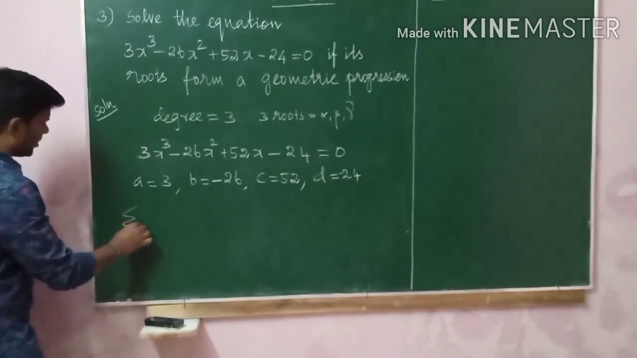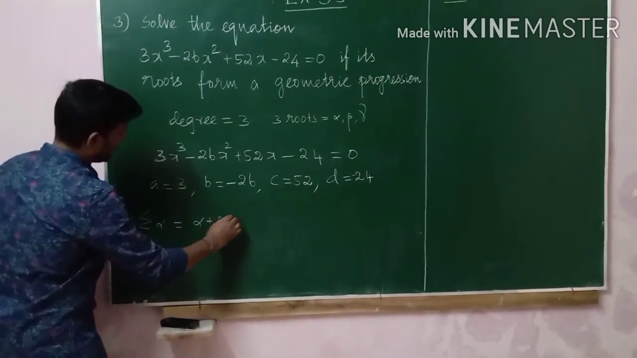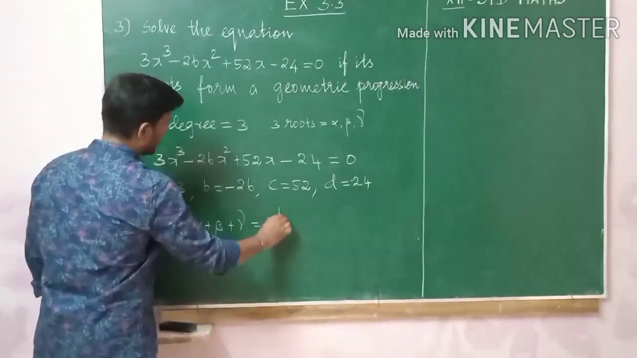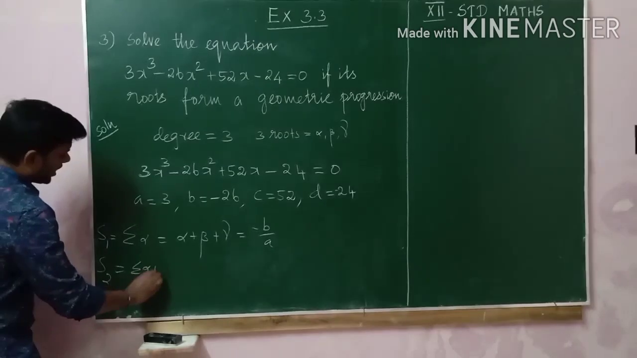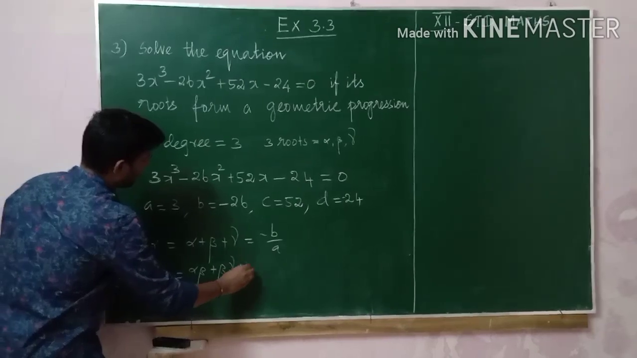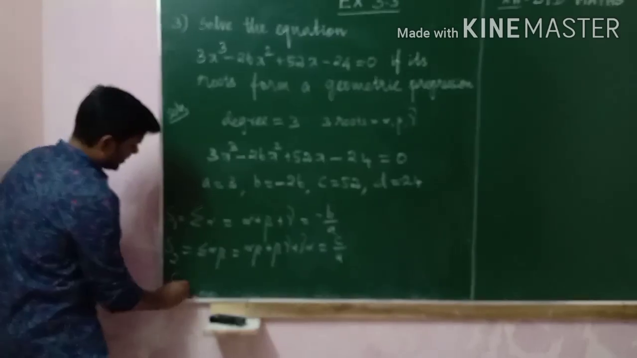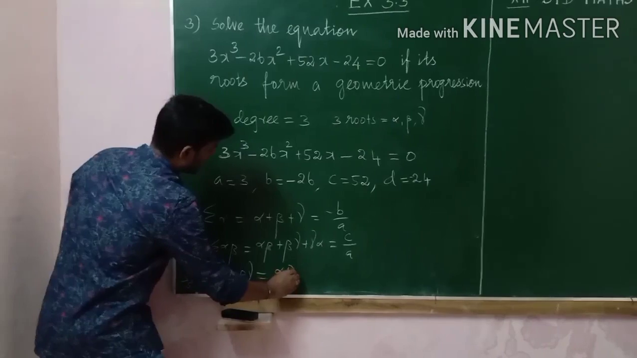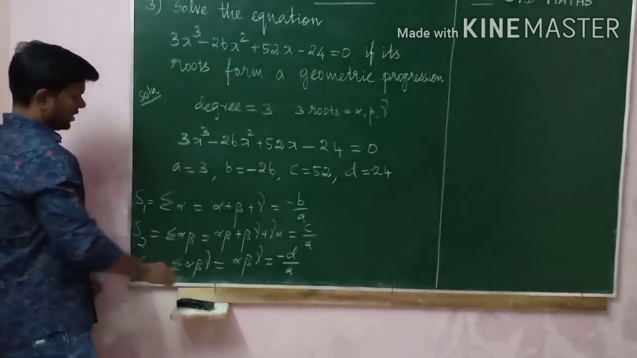So what is summation alpha, that is S1? Alpha plus beta plus gamma is equal to minus B by A. And what is S2, summation alpha beta? Alpha into beta plus beta into gamma plus gamma into alpha is equal to C by A. And what is S3, summation alpha beta gamma? Alpha into beta into gamma is equal to minus D by A. So just recall this.